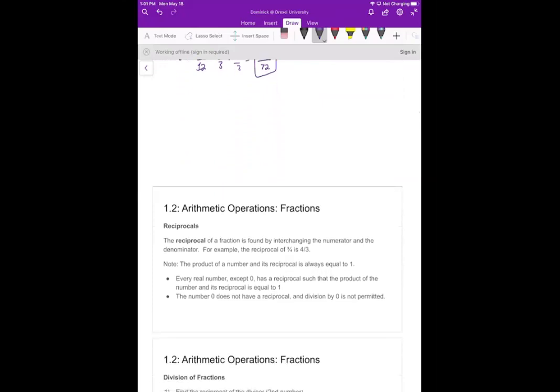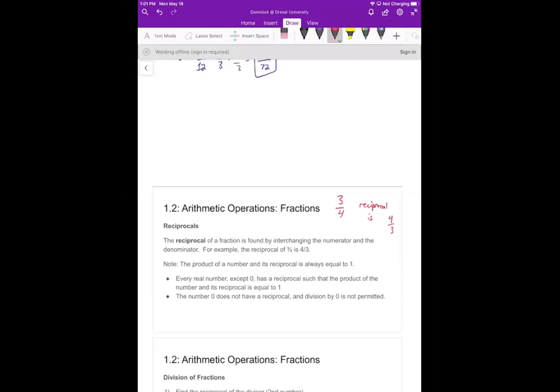Okay, now before we talk about division of fractions, we need to talk about what's called the reciprocal. All right, now the reciprocal of a fraction is just found by switching the numerator to the denominator and the denominator to the numerator, right? So for example, if you have a number 3 over 4, the reciprocal is 4 over 3, right? You just switch the numbers from the top to the bottom.